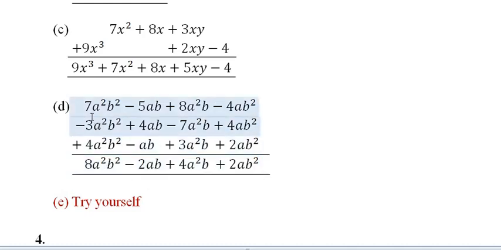Now this is a plus sign by default. We know when there is no sign written, it will be assumed to be a plus sign. So plus 7, plus 4. 7 plus 4 will be how much? 11. So 11 minus 3 will be how much? 8. So 11 was a positive number, so we will not write the plus sign here, we will leave it as it is and then write the variables a squared b squared.